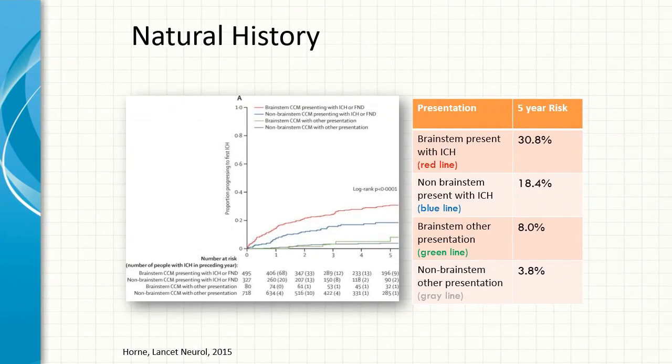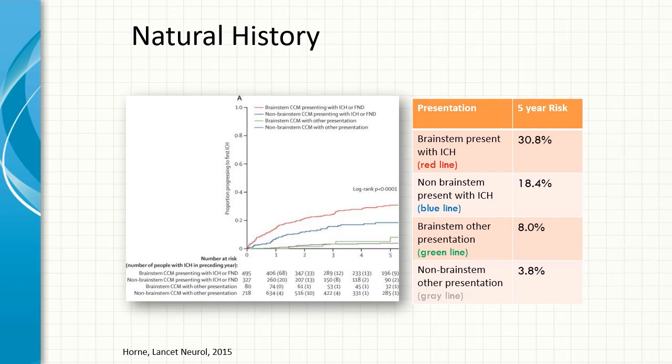This is data from the Horn study. The y-axis shows the proportion of people progressing to a hemorrhage. The x-axis shows time in years. The red line represents patients with brainstem location cavernous malformations that initially presented with hemorrhage. You can see they have the highest risk of recurrent hemorrhage of 30.8% over 5 years, or roughly 6% per year. The blue line represents those patients with a non-brainstem location cavernous malformation that presented with hemorrhage. Their risk over 5 years is approximately 18.4%.